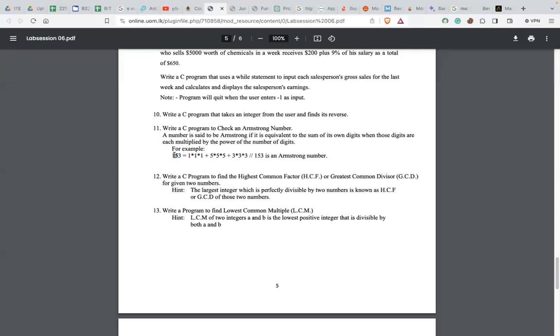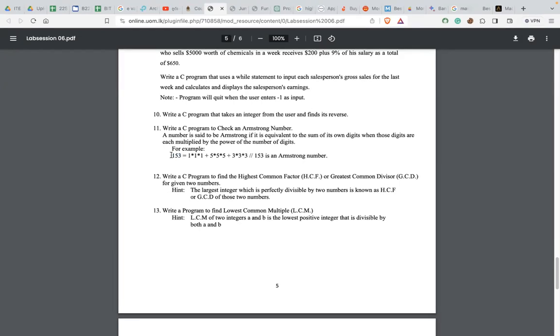Now we have the power 3. If it is 1, take 1 to the power 3. That means 1 to the power digits. Our 3 is now in the digits variable. Then take the 5, take the 5 to the power digits. Then take the 3, take the 3 to the power digits.